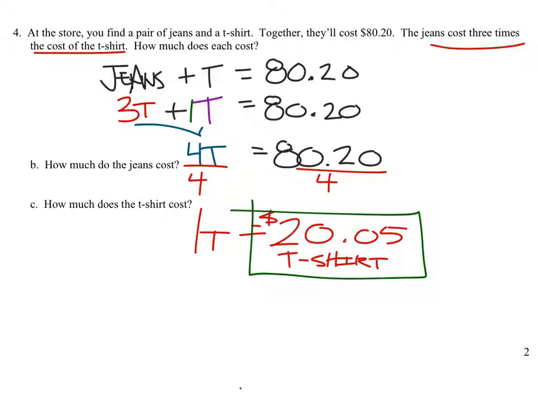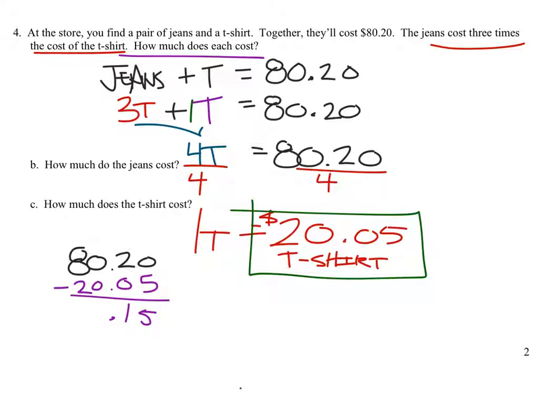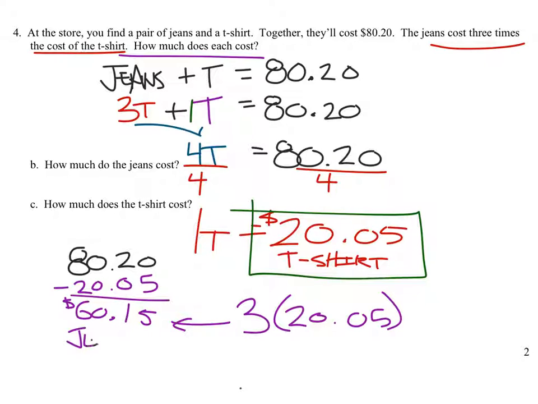All right. Well, that's not the end of the problem because it asks how much each item costs. So, we've got to figure out how much the jeans are, and there's a couple ways we can do that. We can take $80.20 and subtract the cost of the t-shirt, which was $20.05. And that would give us $60.15. Or we could have said, well, we know that jeans are 3 of the t-shirts. So 3 times 20.05, and bam, we get $60.15 for the jeans.